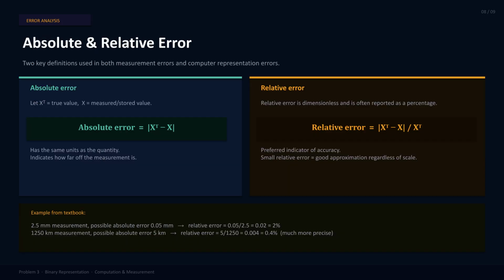Absolute error is the difference between the true value and the stored value, having the same units. Relative error is dimensionless, often a percentage, and better indicates accuracy regardless of scale. For example, a small relative error indicates a good approximation.